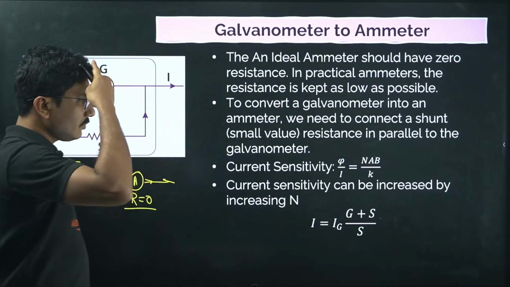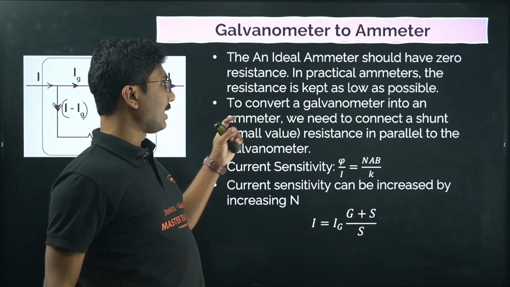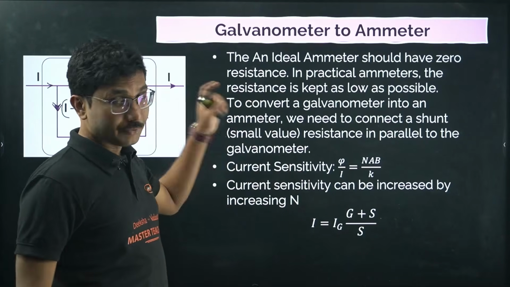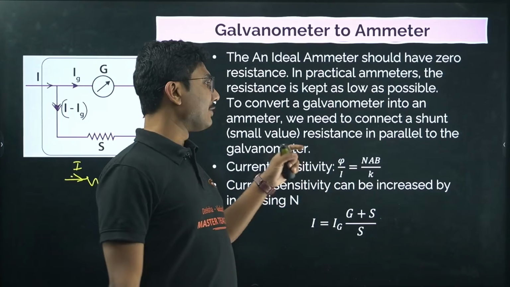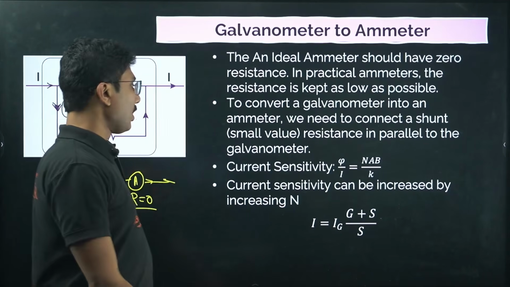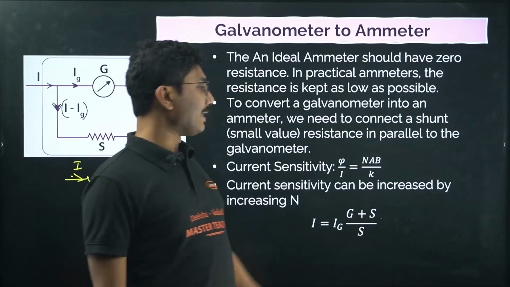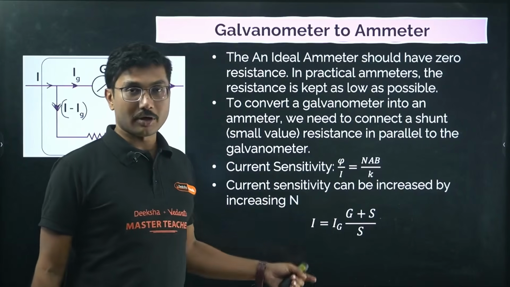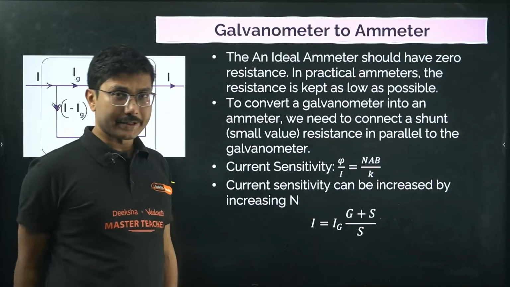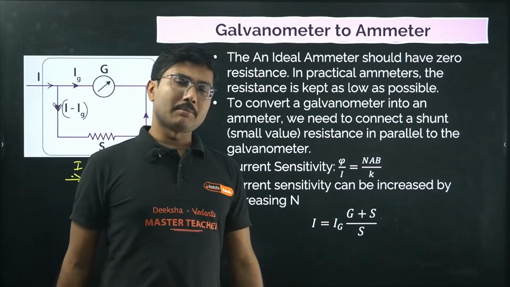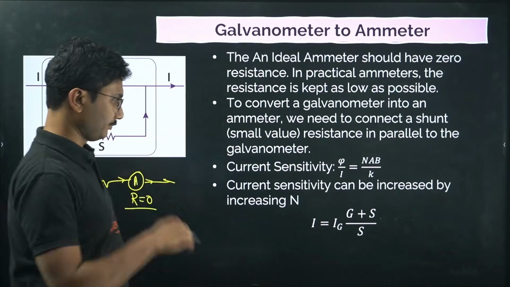And the current sensitivity of the ammeter is given by phi by I, and it equals NAB by K. Current sensitivity can be increased by increasing the number of turns in the galvanometer. If you increase the number of turns, current sensitivity increases.